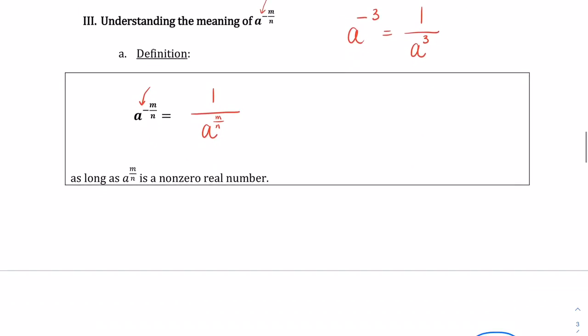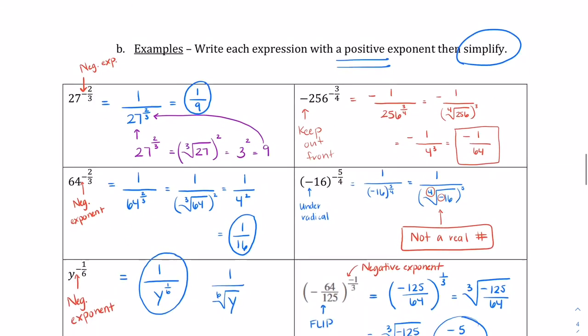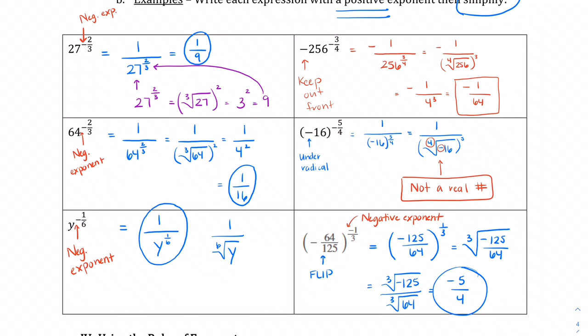The second big concept in section 9.3 is understanding that anytime an exponent is negative, whether it's a fraction or not, what that means is you need to flip or move that term. If it's in the numerator, move it to the denominator. If it's in the denominator, move it to the numerator. All right, and that's what this is saying. So, anytime you're given something with a negative exponent, like 27 to the -2/3 power, the first thing you want to do is make that exponent positive. And the way you do that is by flipping.